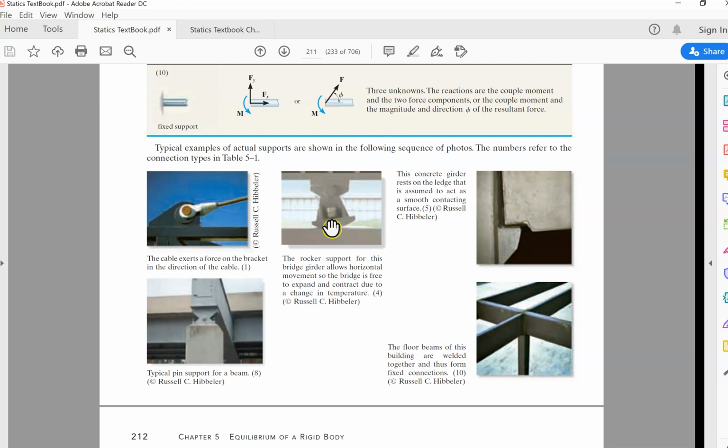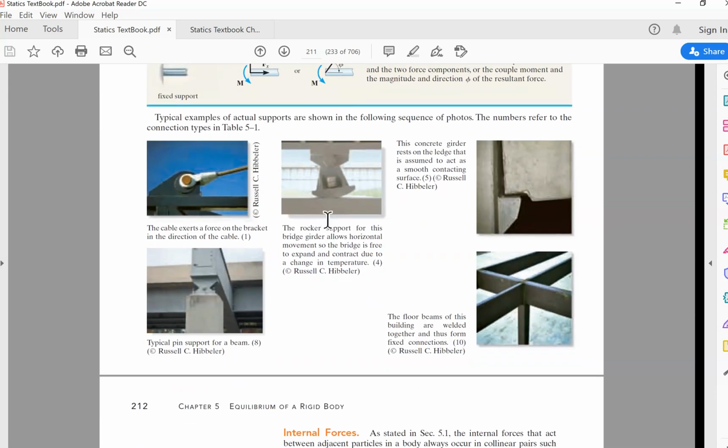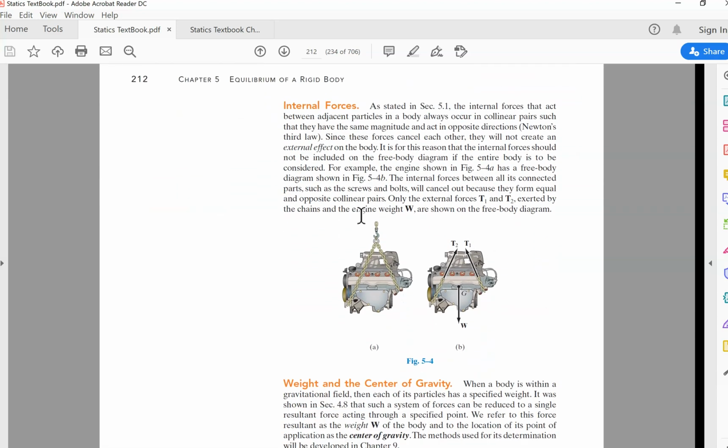Now this is a rocker. Can you see? It's below a bridge girder. It allows some movement. Why? Because if it's a fixed support, it will crack. Sometimes there's vibration, there's expansion and contraction due to the weather. So you need a bit of movement. Okay, so next would be internal forces.